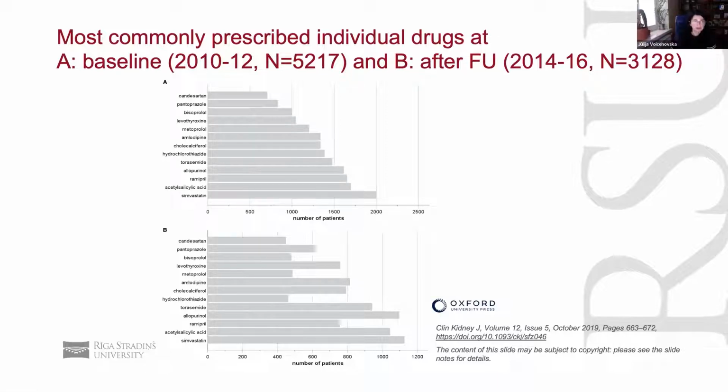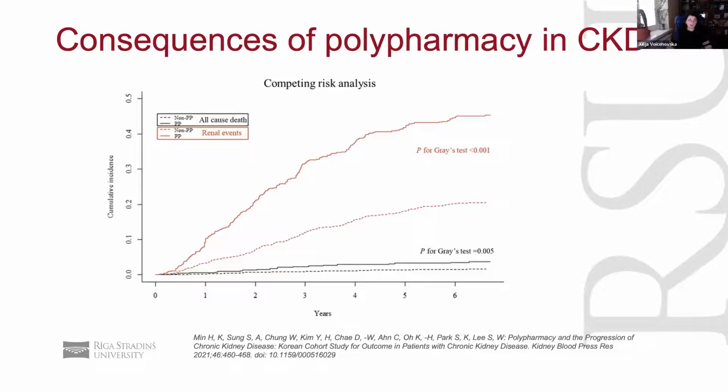Yeah, so again, beta blockers, calcium channel blockers, several potassium saving medications. And as a result, the patient was losing kidney function dramatically quickly.